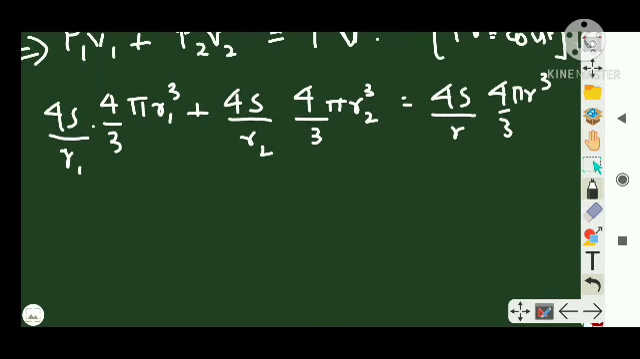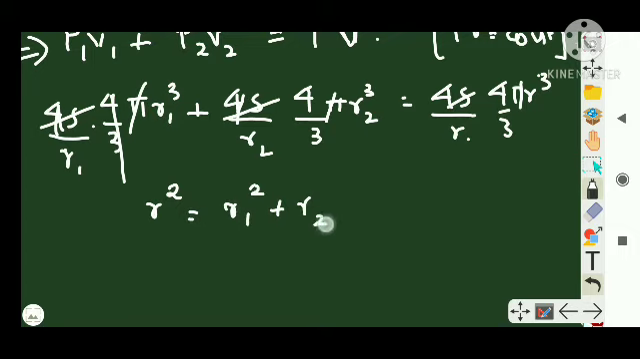Now all the terms have 4 by 3, 4s, 4s, 4s, and pi, pi, pi, which can be cancelled out. Clear? So I can remove this R cube and this R can be cancelled, so there will be R square. So from here I can write R squared is equal to R1 square plus R2 square, or R is equal to root of R1 square plus R2 square.